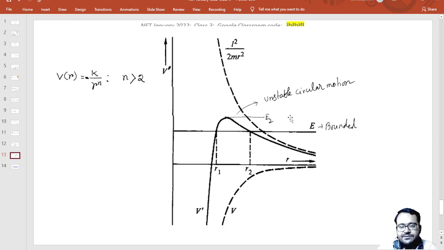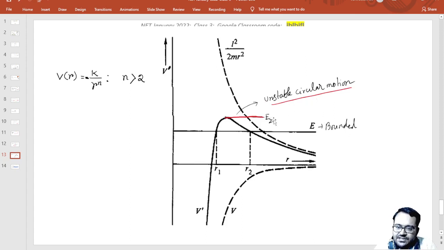So here you see that if you have energy E2 like this, what will it give you? It will give you an unstable circular orbit, because it is at the maximum of the effective potential. So you can get a circular orbit there, but that circular orbit won't have a small oscillation around it for a small disturbance. This will just crack. This is unstable circular motion.